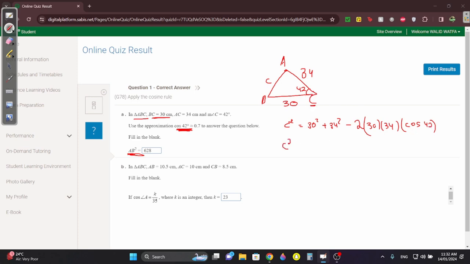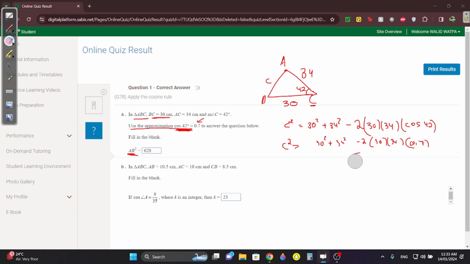Now solve C squared, put this in a calculator. They're saying use cosine 42 as 0.7. If you put cosine 42 into the calculator, you're going to get it wrong. Make sure to use the approximation cosine 42 is 0.7. So instead of cosine 42, let's put 0.7 here. 34 squared plus 30 squared minus 2 times 34 times 30 times 0.7. Now put this in a calculator. You're going to get 628.